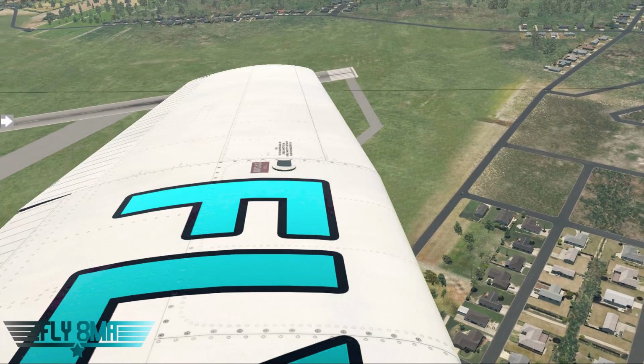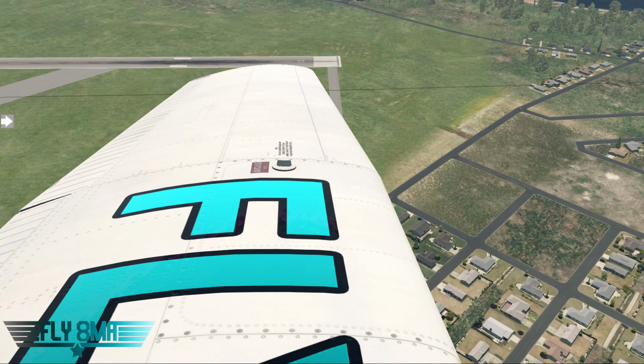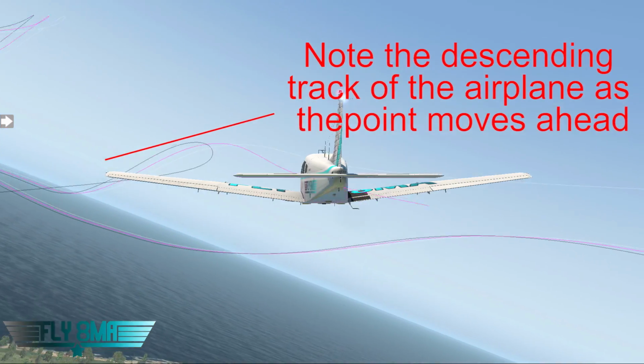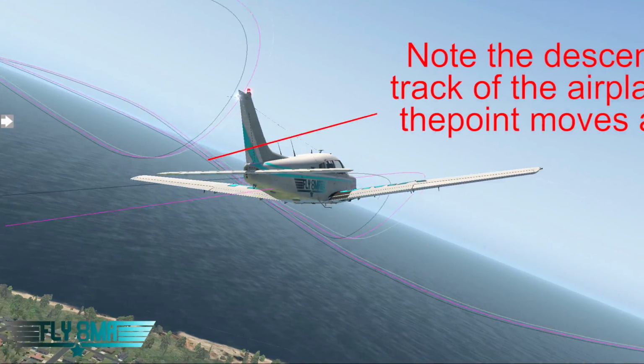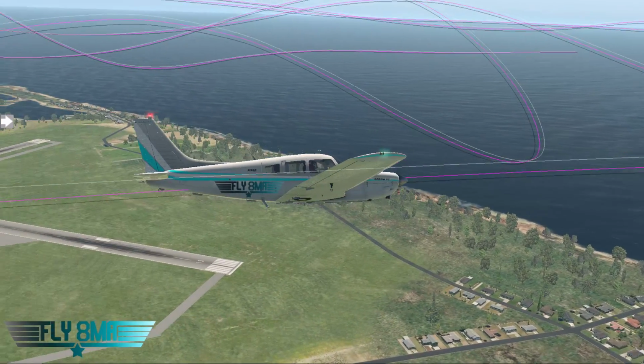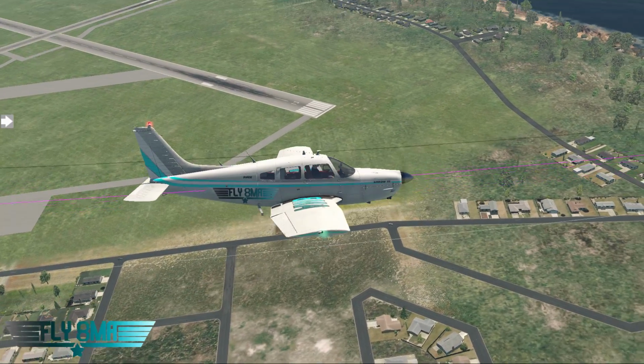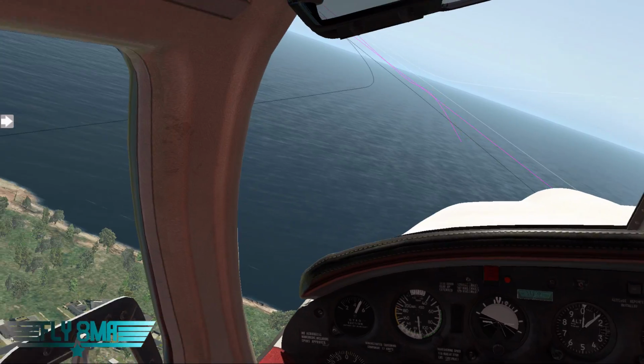Note we're decreasing our rate of turn or increasing our rate of turn not by varying our bank angle even here. We're only varying our bank angle to keep that wingtip on the point. We're varying our rate of turn via our pitch and our speed. The slower we go with a given bank angle, the higher the rate of turn is, and the faster we go with a given bank angle, the wider our rate of turn is, or the slower the rate of turn.